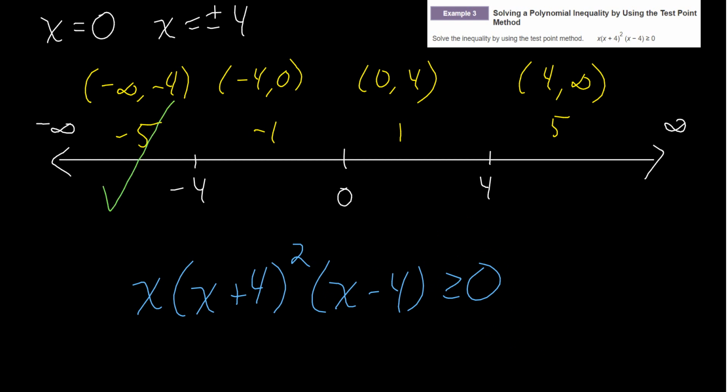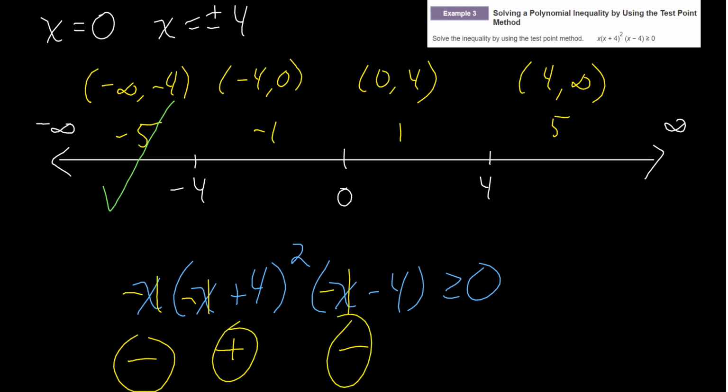Next, we'll do the same thing with negative 1: negative 1 here, negative 1 here, negative 1 here. Negative 1 is negative. Negative 1 plus 4 is a positive number, squared. This is always going to be positive, because anything squared is always positive, but we'll still do the arithmetic in our head. Then negative 1 minus 4 is a negative number. So we have a negative, a positive, and a negative. A negative times a positive is a negative, and a negative times a negative is a positive. So the second interval also works.